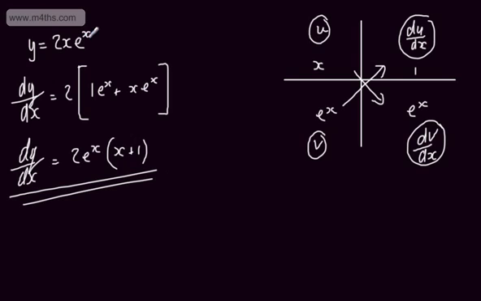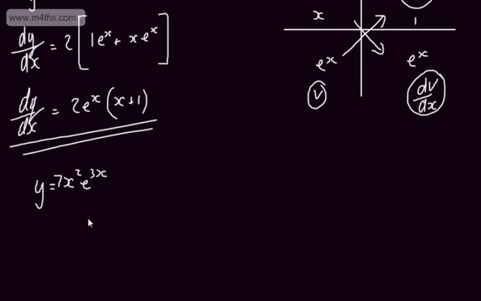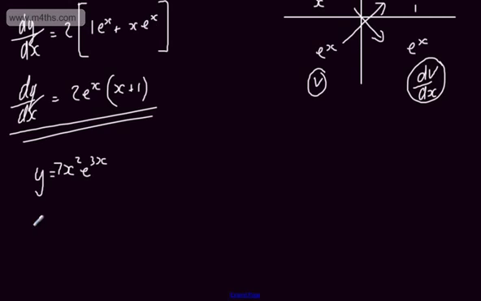We might have had a function of a function with e to the x. So let's say we had, let's do a different one. Let's say we had now y is equal to, in fact, let's make it 7x squared e to the 3x. So we can see now that we've got a function of a function. So what I'm going to do is use the chain rule informally now to find the derivative. So we've got now dy by dx, and again I will take now this constant 7 out.